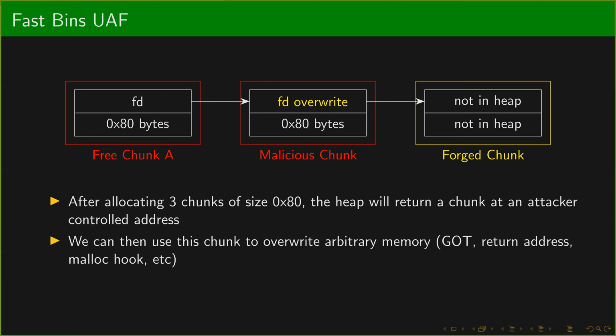So the idea is that we will allocate this free chunk A, we'll get that memory. We'll allocate this malicious chunk, and we'll get that memory, and then we allocate again and we get the forged chunk that's not in the heap. So we end up allocating memory at an arbitrary address, and then we can use this chunk to write to arbitrary memory, like the global offset table or the return address, or whatever target you want really.